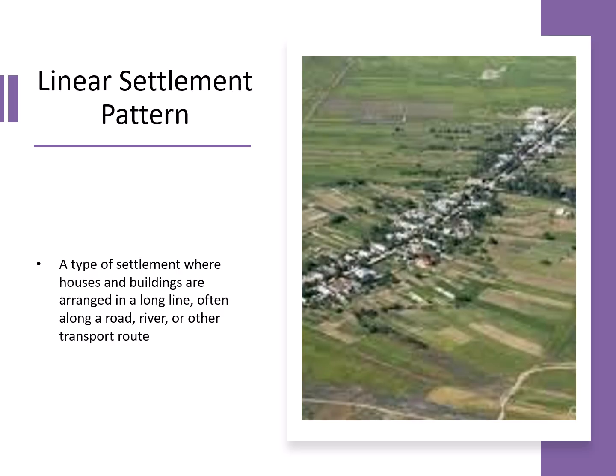Linear settlement patterns have houses and buildings arranged in a long line. As you can see on the picture, these buildings are arranged along a road. Other areas where you could find linear settlement patterns include railways, the coastline, along the base of a hill, and even along a river.